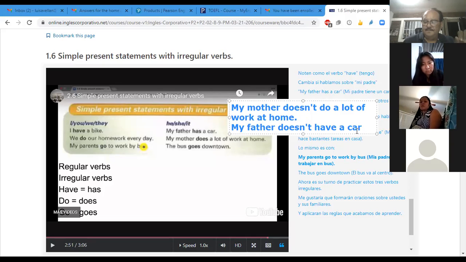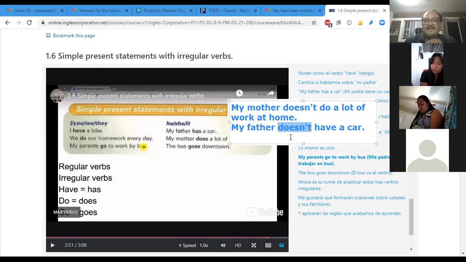Y si ahí estamos hablando de él, ¿por qué no sería has? Porque estamos usando lo que está el hacen en negativo. Sí, ya me recordé, okay. Ok, cuando estamos en el negativo, el has va a ser siempre en el afirmativo. Para la negativa, si hacemos pregunta incluso, puede ser buena pregunta.